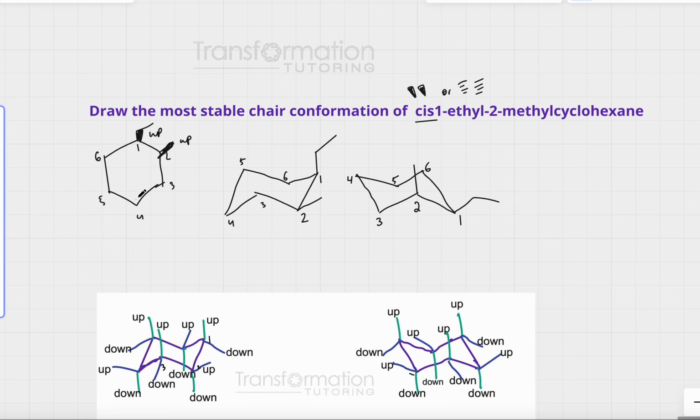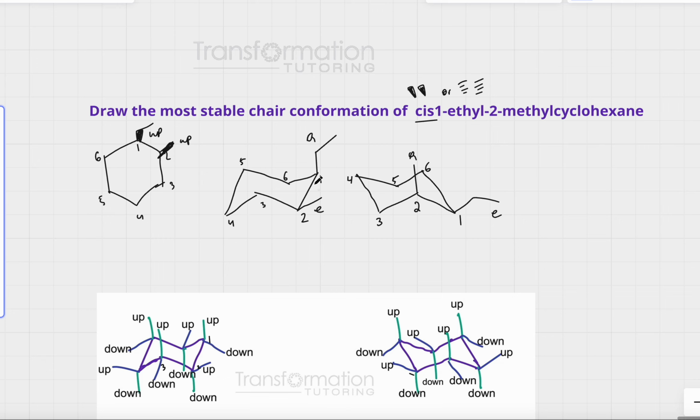Next, I'm going to identify the groups attached as either in axial or equatorial positions. Axial means straight up or straight down. Equatorial means at an angle. This is straight up, so this is axial. I'm just going to write A. And this group is at an angle. It's not straight up or straight down, so this is equatorial. Here, this group is equatorial because it's not straight up or down. It's at an angle. And this group is axial.